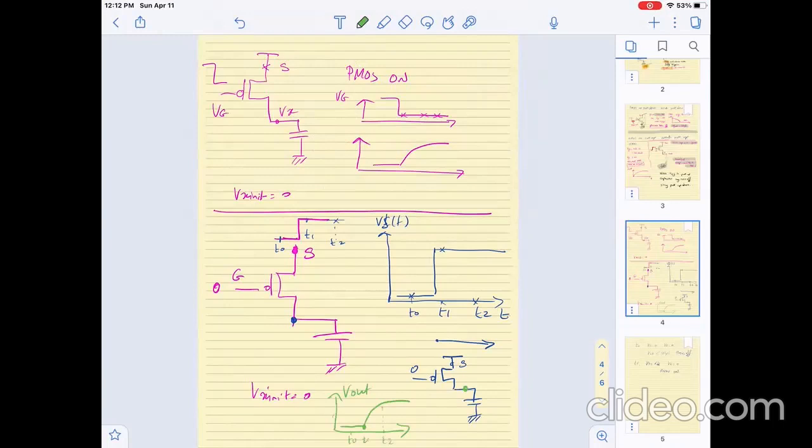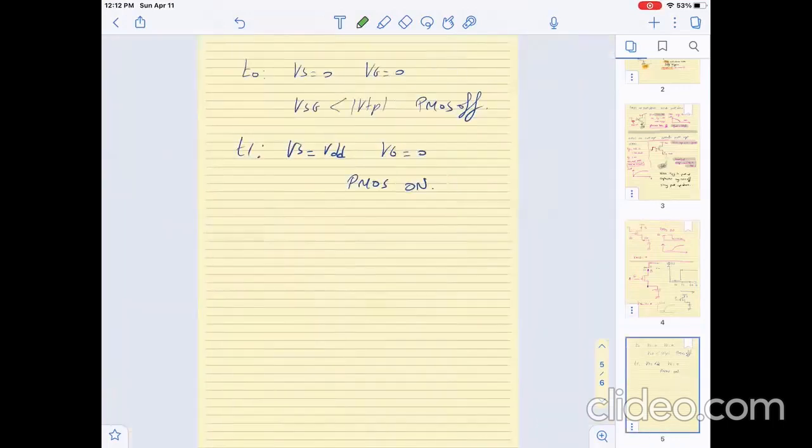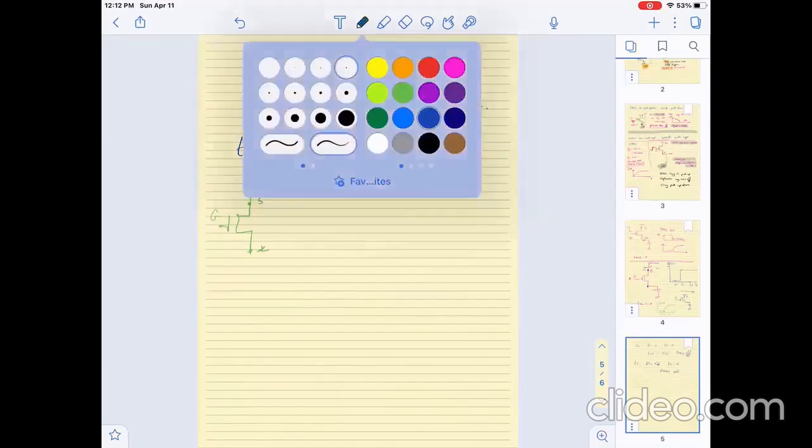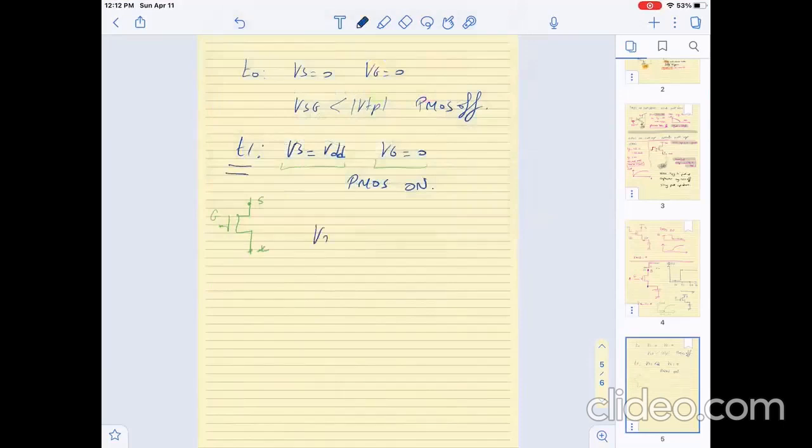Okay, so let us see for this transistor what the characteristics are. At T1, Vs is equal to VDD, Vg equals 0, so the PMOS is on. Let me draw the transistor now. I have this S, G, and X. And we know that at T1, Vx was equal to 0. Therefore at T1, VSD is equal to VDD minus 0, which equals VDD.